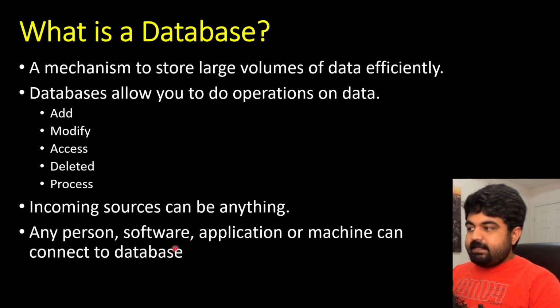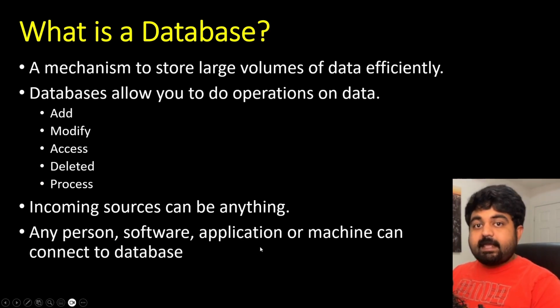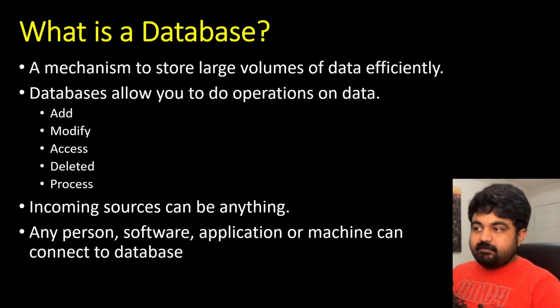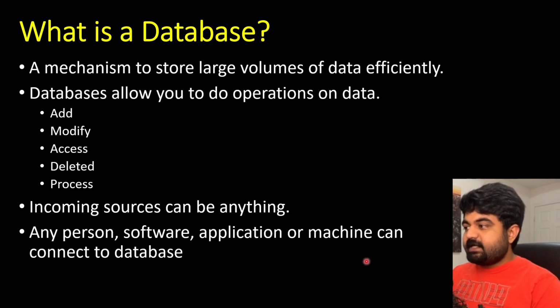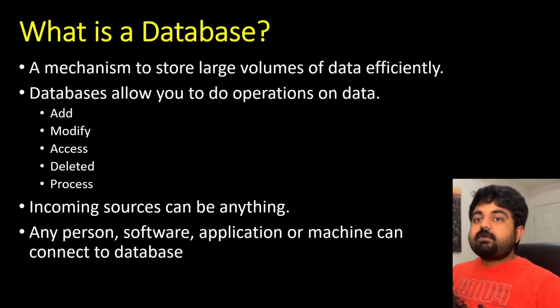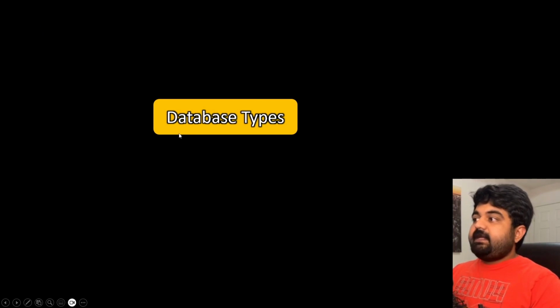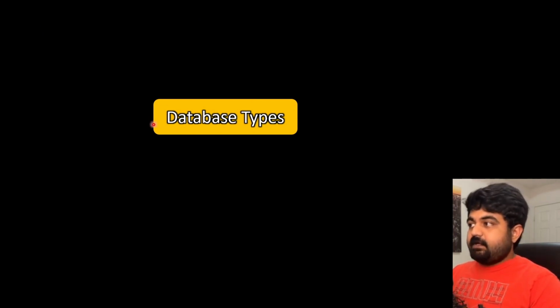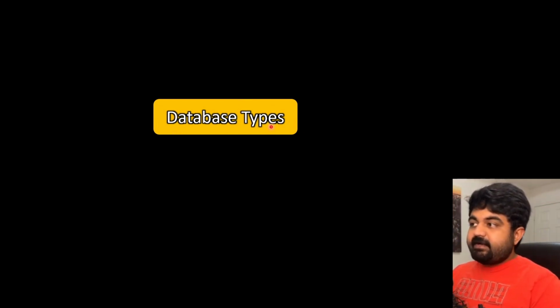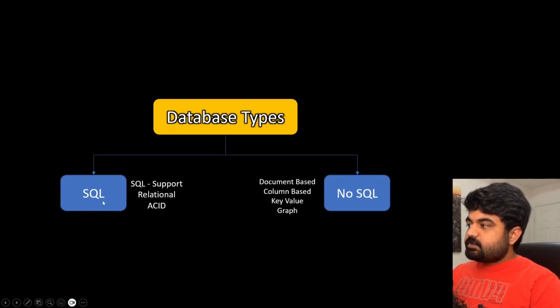On top of it, any person, software, machine, or application should be able to connect to the database and fulfill the need they want. Of course, there needs to be a security mechanism, but we also have to consider that there needs to be a way to communicate with a database. And there come the types of databases, according to which we have different communication mechanisms and storing mechanisms through which we can categorize different databases. The two most popular are SQL databases, which support the SQL language, and SQL is nothing but a structured query language.